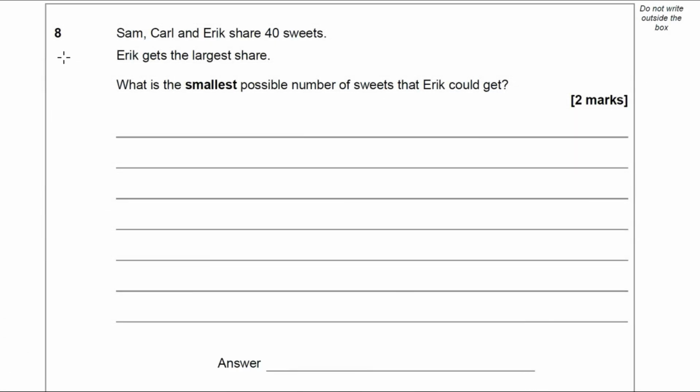Question 8. Sam, Carl, and Eric share 40 sweets. Eric gets the largest share. Okay, Eric, you got the largest share. What is the smallest possible number of sweets that Eric could get? Okay, it looks a bit tricky because he should get the largest share, but then he should get the smallest possible number. I think it's a good idea if we start with dividing them equally.